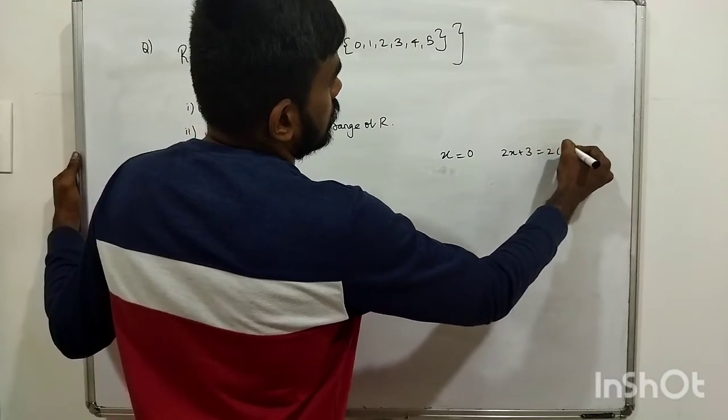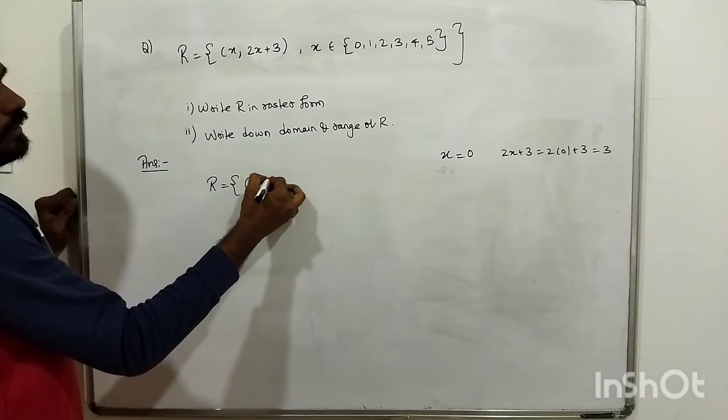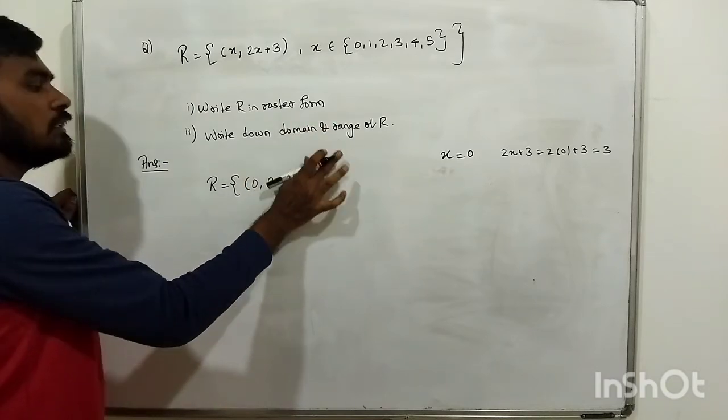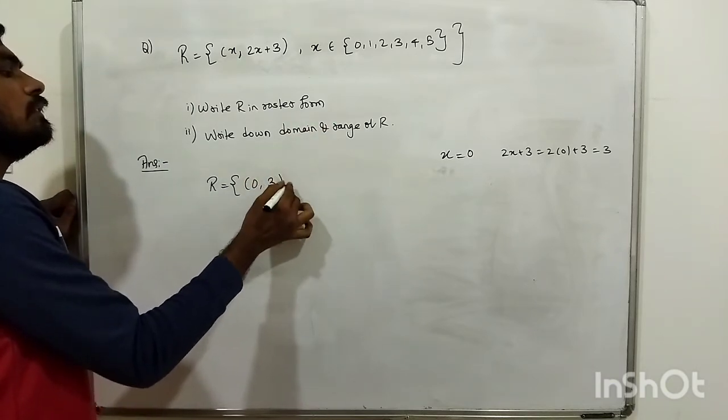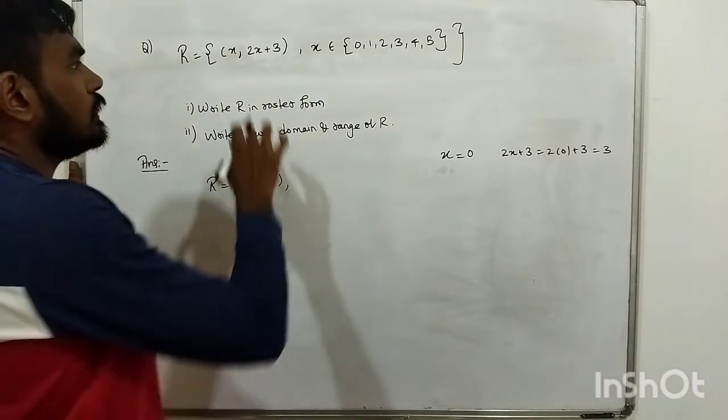2 into 0 plus 3, which is 3. So when x is equal to 0, y is 3. Just remember, the restriction is given only for x, not for y. y can be any number you get, but there is no restriction for it.